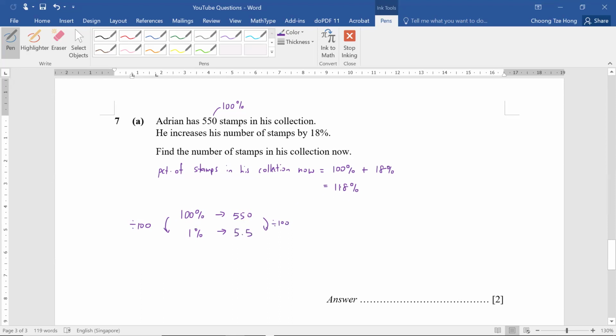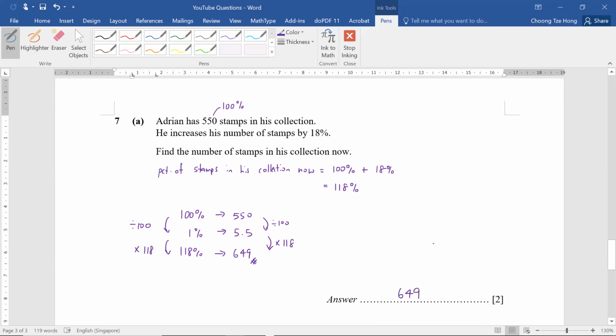So now what we want to do is to calculate 118%, right? So to get from 1% to 118%, we will multiply by 118. So 5.5 times 118, that will give us the number of stamps in his collection now. So you should be able to get an answer of 649. Right, so this part A of the question is not that difficult.